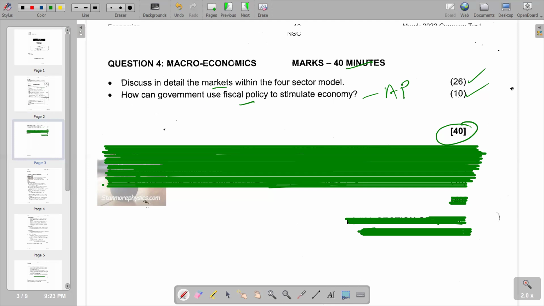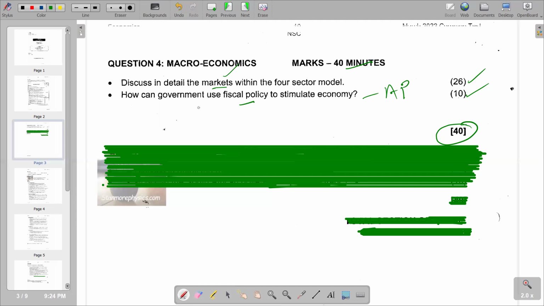If you look at a market, a market is a place where buyers and sellers can exchange goods and services. It doesn't have to be a physical place; it can also be virtual. That is the explanation of a market. This is how you can come up with your introduction. From there you go to your main body.